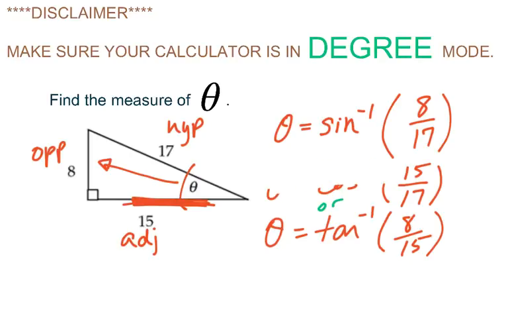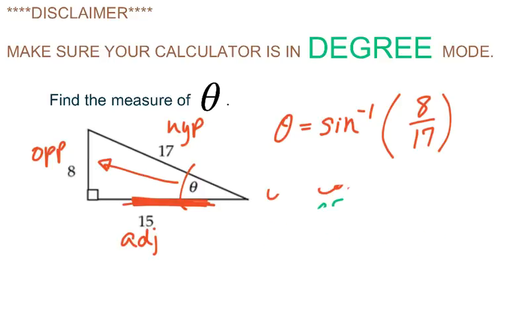I'm most comfortable with the sine function. So, inverse sine of 8 divided by 17 is 28.1 degrees.